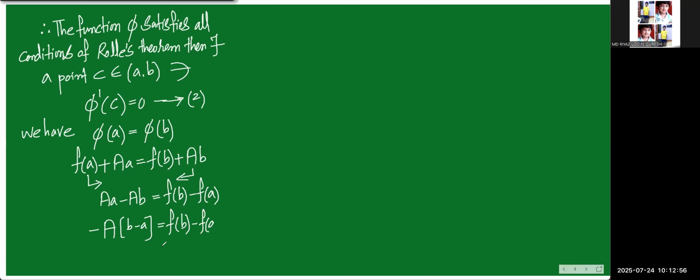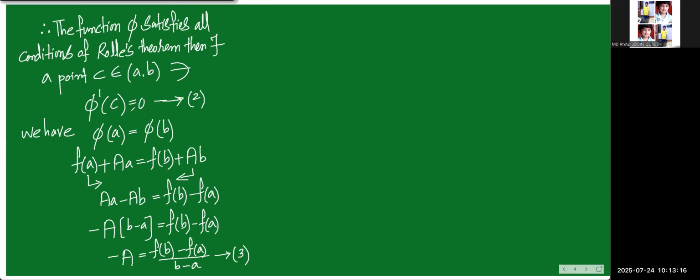Then what do you say? What is the value of minus a? माइनस a की वैल्यू क्या आ जाती है? f of b minus f of a by b minus a. ये माइनस a की वैल्यू है. इसको एक इक्वेशन नंबर 3 बना, ठीक है?